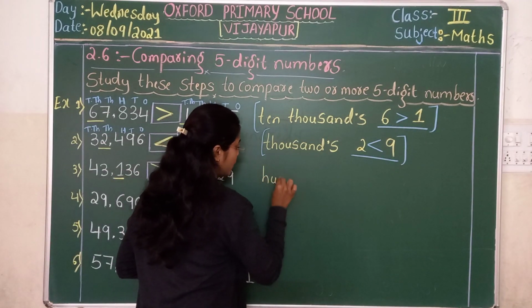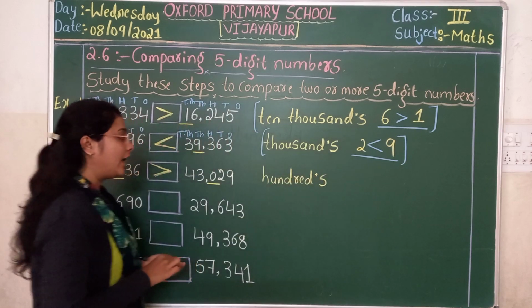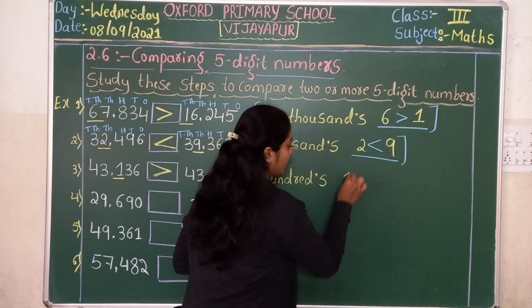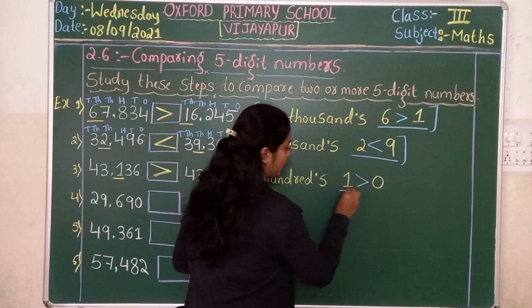Which place is this? Ones, tens and the hundreds. Write down hundreds. And the digits I have to write here are 1 and 0. Which is the bigger digit? 1 is the bigger digit.